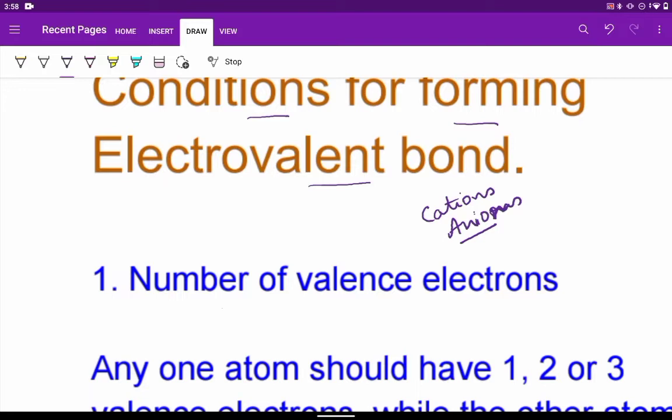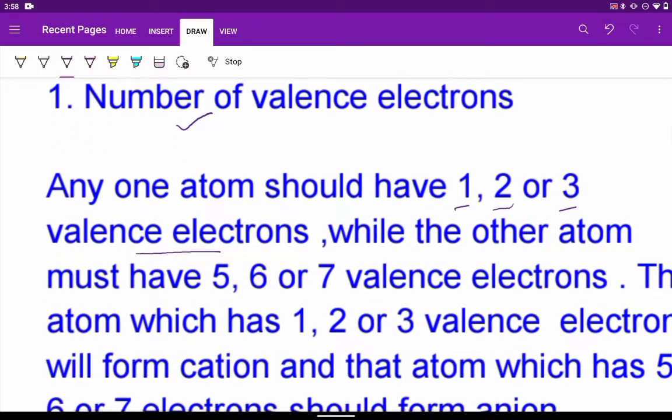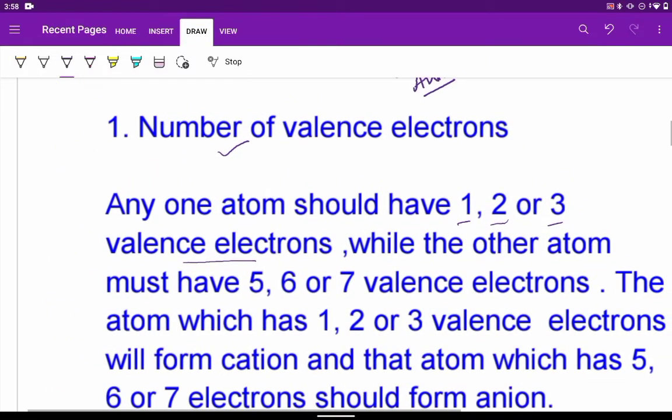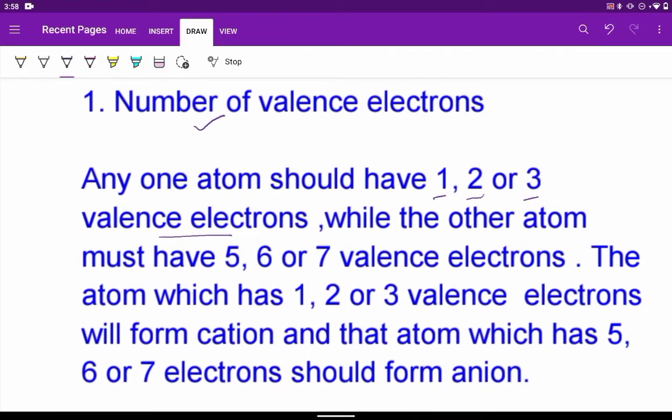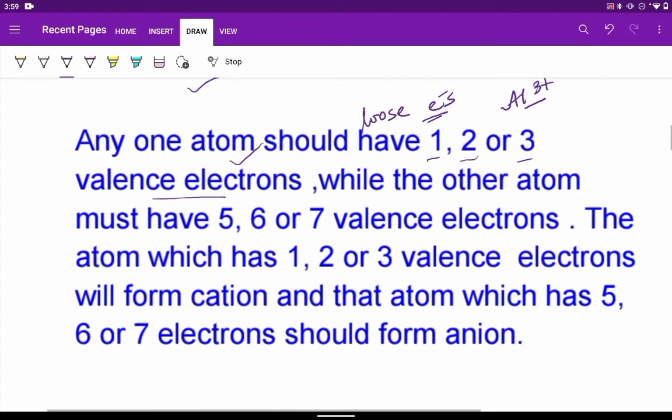The first condition being number of valence electrons. Now see, in some atom there may be 1 or 2 or 3 electrons in the valence shell. Valence shell is the outermost shell which usually participates in bonding. So if there are either 1, 2 or 3 electrons in the valence shell, that atom can tend to lose the electrons. Up to 3 electrons can be lost. For example, in case of aluminium, it forms Al3+ cation by losing 3 electrons.